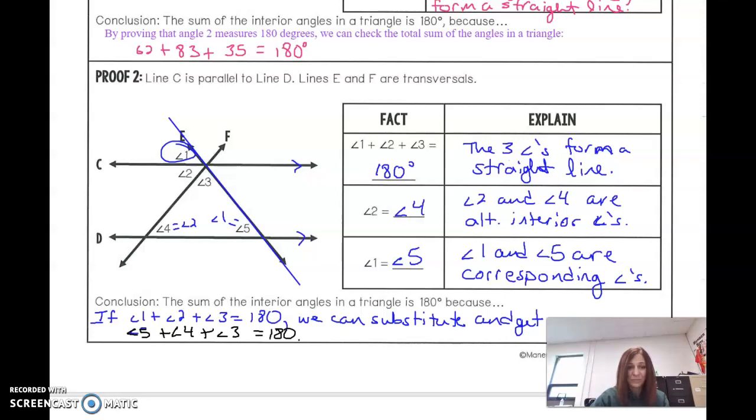So from both of these proofs, we know that the three angles inside of a triangle equal 180 degrees. It's already been proven. But you can see how it all relates together, our angles around parallel lines and our interior angles in a triangle.